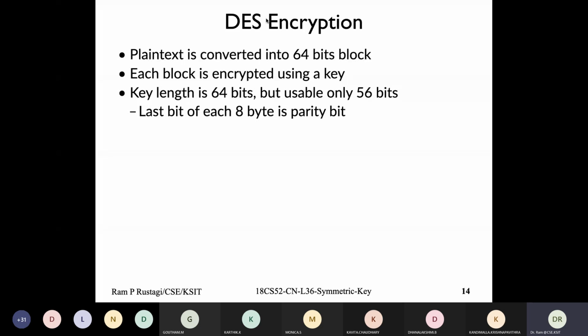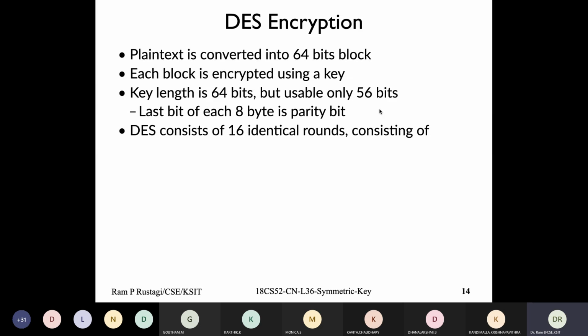Even though the key is 64 bits, only 56 bits are used. You look at the 64-bit key as 8 bytes, and the last bit of each byte is assumed to be a parity bit, so those 8 bits are not considered. Since we removed 1 bit from each byte, the 64-bit key becomes a 56-bit key.